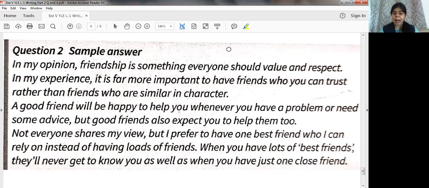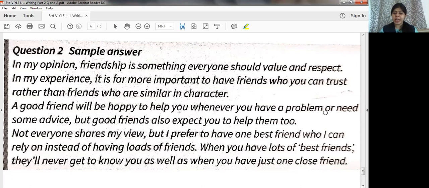A good friend will be happy to help you whenever you have a problem or need some advice. But good friends also expect you to help them too. Since you need a friend whom you expect can help you, your friend also has an expectation that you will help them.